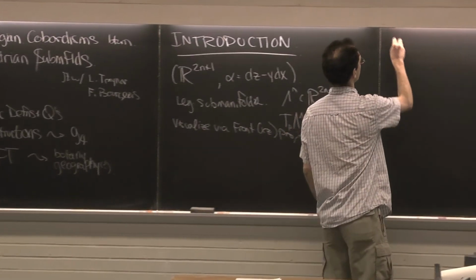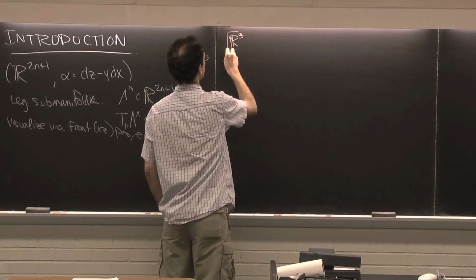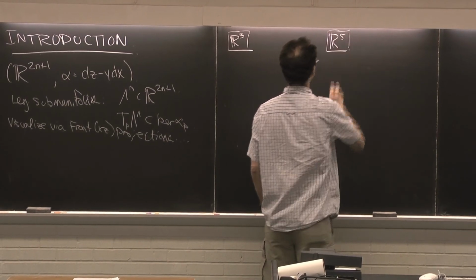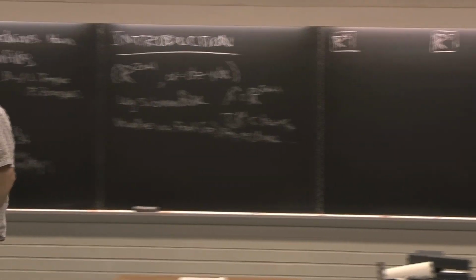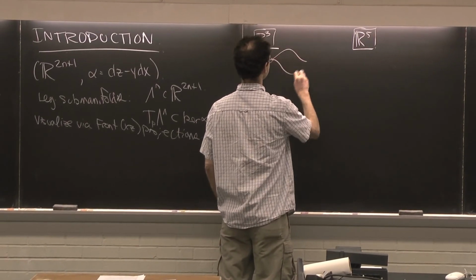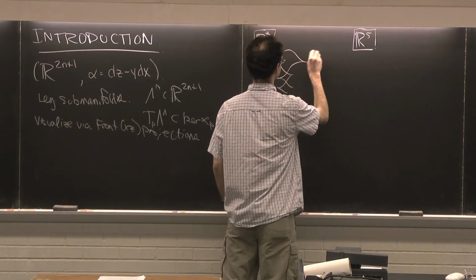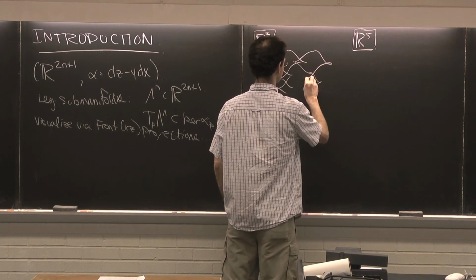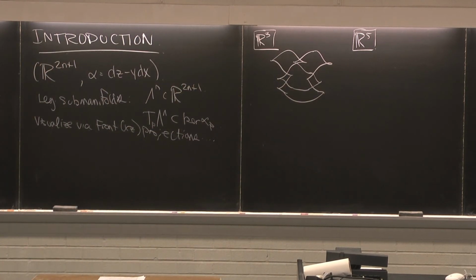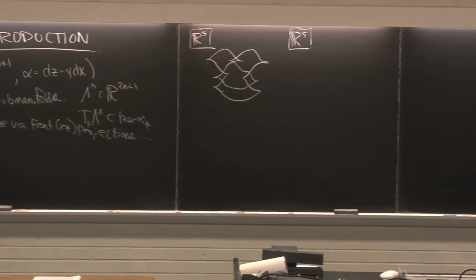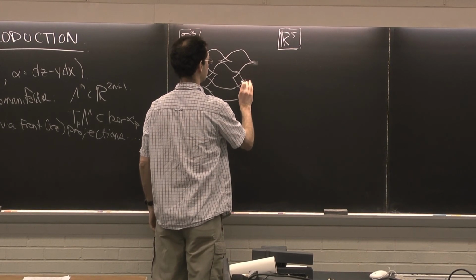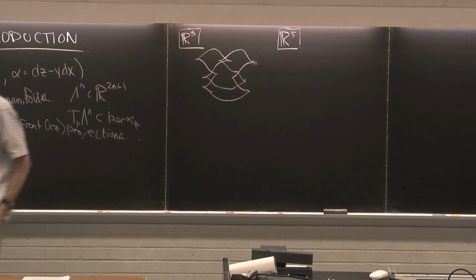Okay, so let me just draw a couple of those. I'll draw one in R3, and I'll also try to draw one in R5. I will not try to draw one in R7. All right, so here's an example. Okay, so this is a front projection of a Legendrian twist knot in R3. The features to notice: there are no vertical tangencies, only cusps.